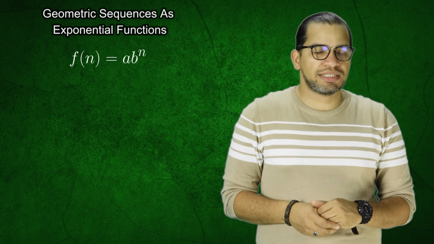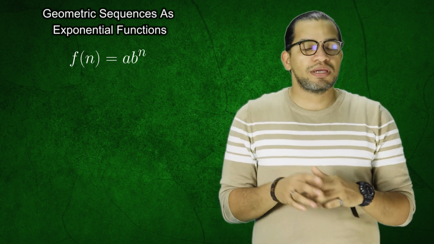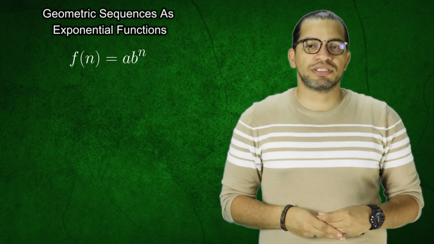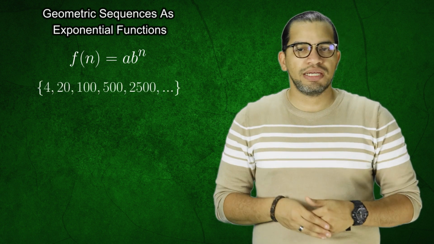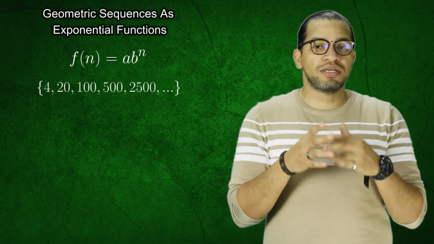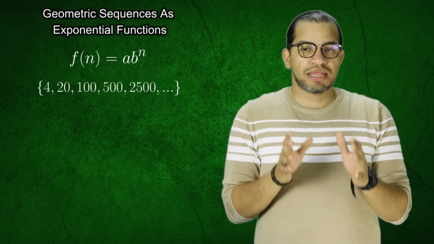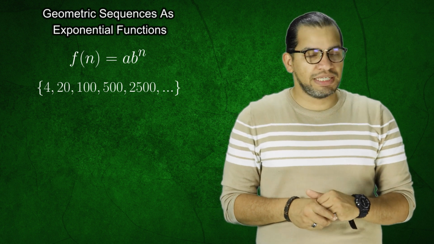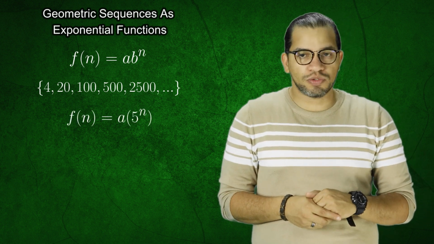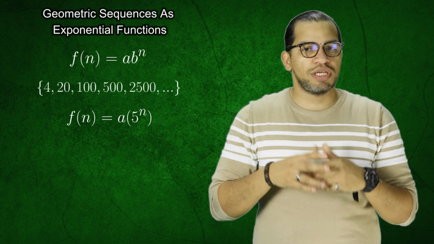All of the geometric sequences can be expressed as an exponential function of the type f of n equals a times b to the n, where a and b are constant values. For example, if we take the sequence given by 4, 20, 100, 500, and so on, we know that the constant ratio here is 5. Therefore, the value of b is equal to 5. So our equation is now f of n equals a times 5 to the n.